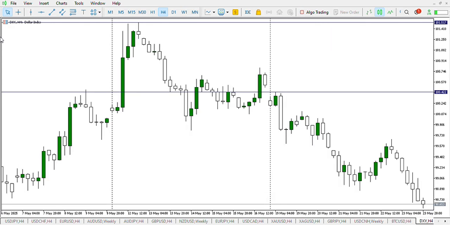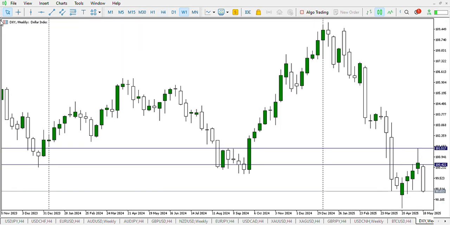On DXY, you can see for this month just one support, and the US dollar is just dipping down. So that is all for that.